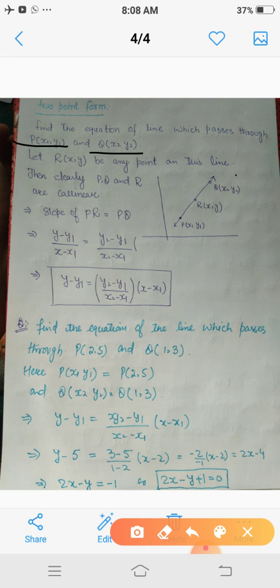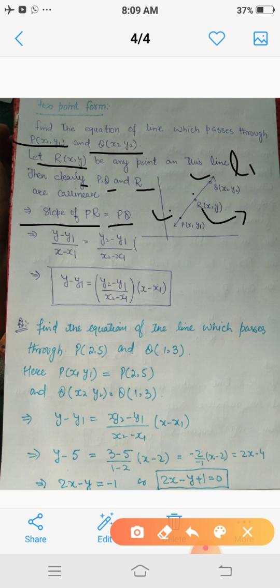Now let's suppose this line L1 passes through these two points, that is P of x1 y1 and Q of x2 y2. Let R of x y be any arbitrary point on this line. Then clearly P, Q and R are collinear because they lie on the same line, which implies that the slope of PR equals the slope of PQ, because both are parallel, hence their slopes are equal.